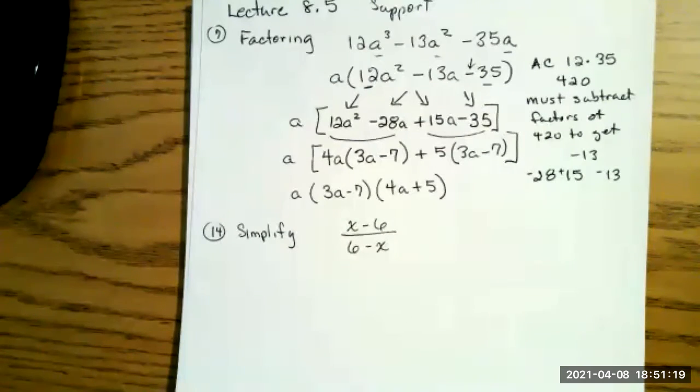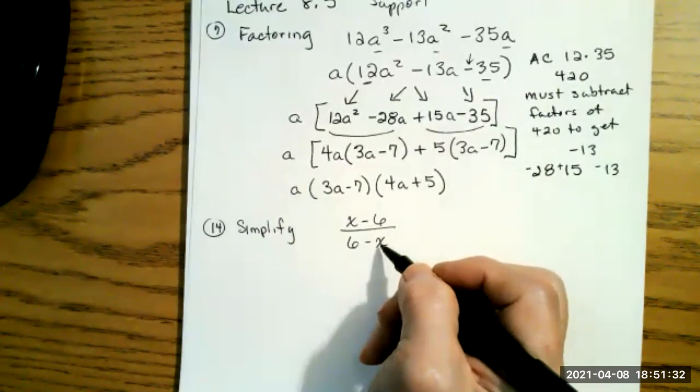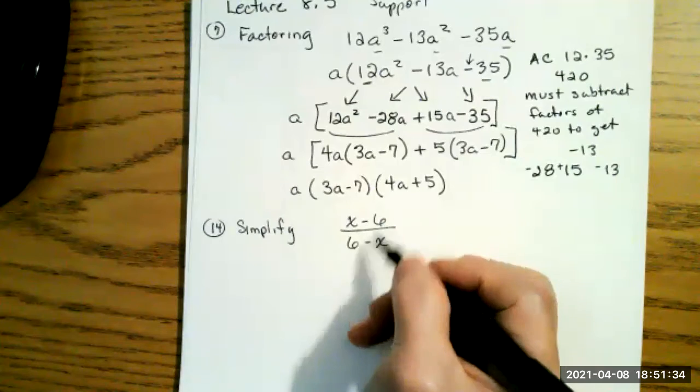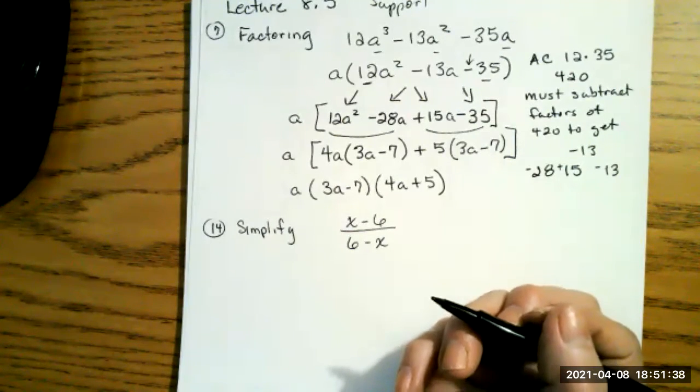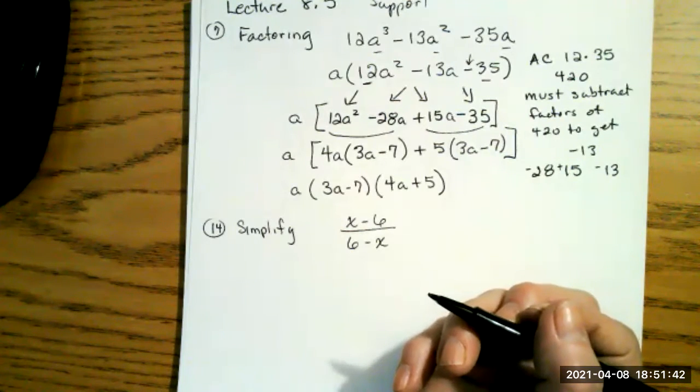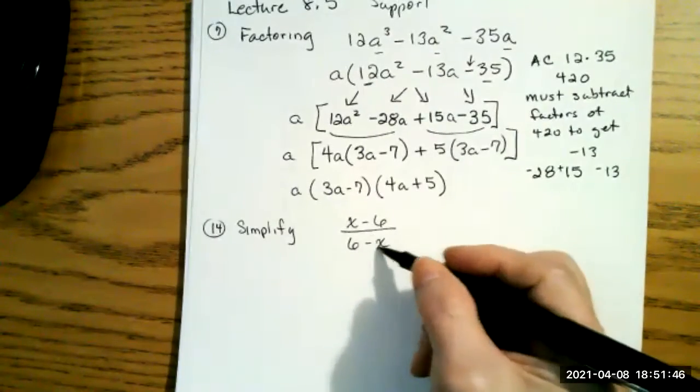They're going to look like this: x minus 6 over 6 minus x. And they look almost the same, except in this one, the x is positive, and down here, the x is negative. And here, the 6 is negative, and down here, the 6 is positive. So if I could get one of them switched around, then something would cancel. So this one has the x in the behind part of it.